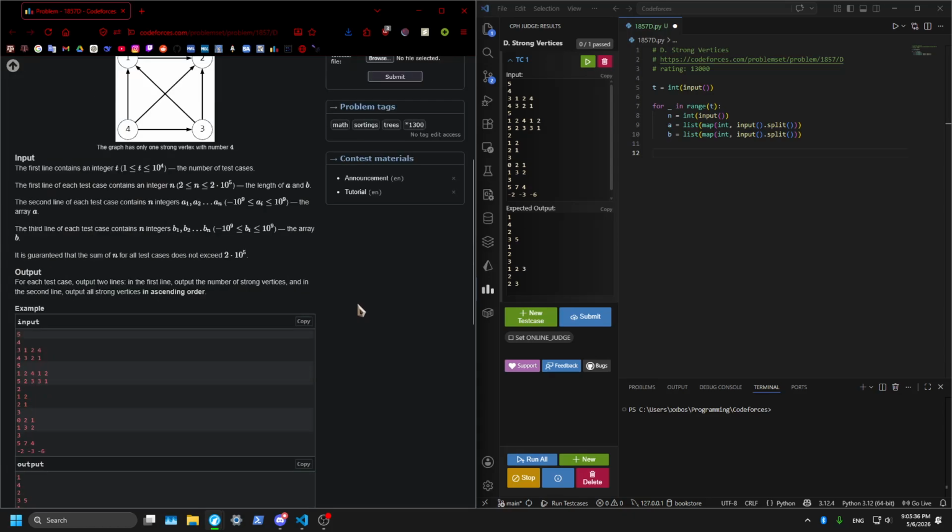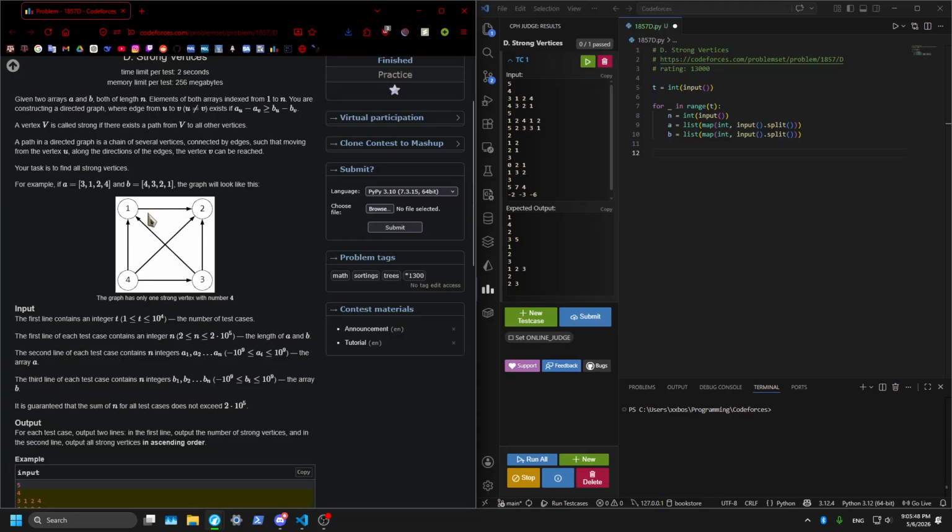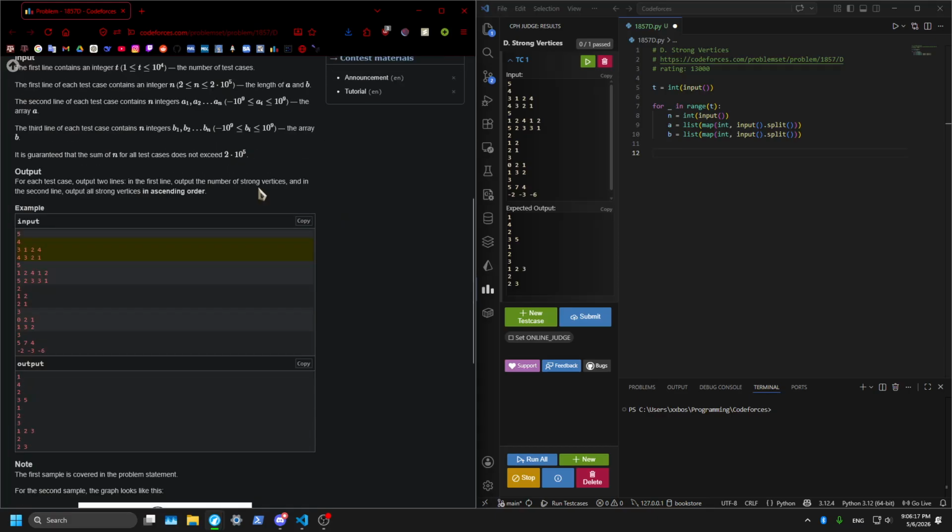So we're given two arrays, right? What are the two arrays? 3, 1, 2, 4. You are constructing a directed graph where the edge from u to v, u does not equal v, exists if AU minus AV is greater than B. Okay, wait. So this is telling us how we should construct this, right? But I don't really get it.